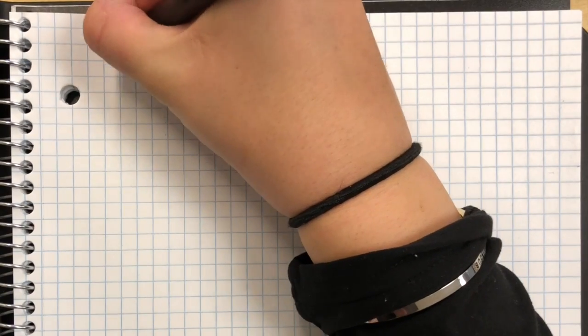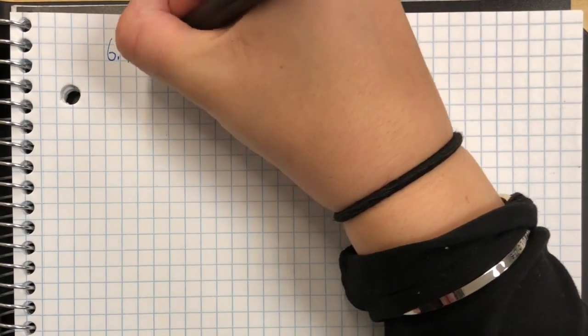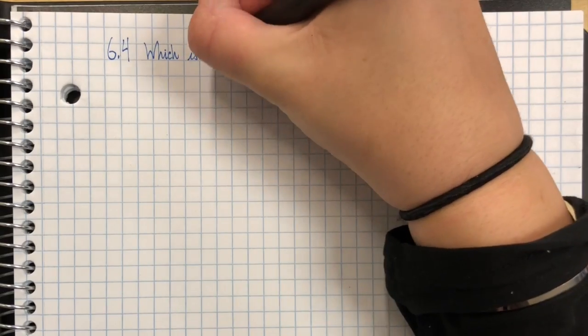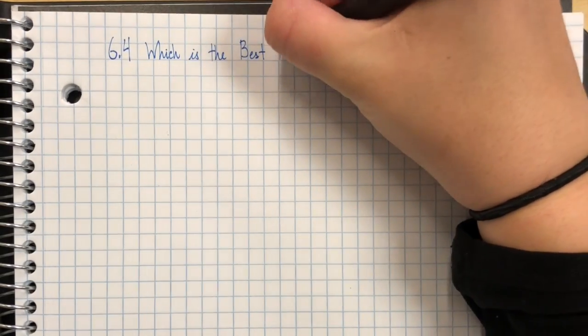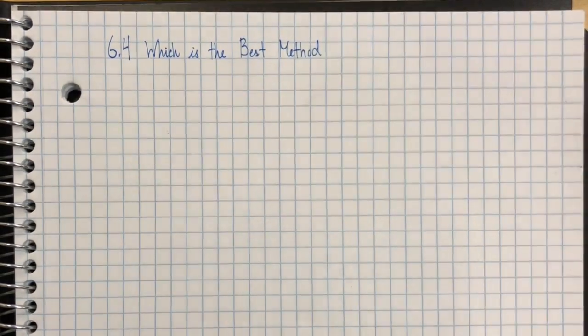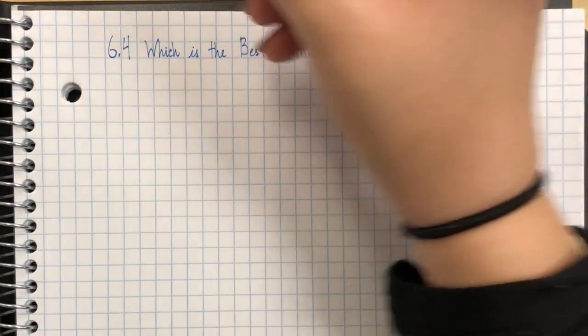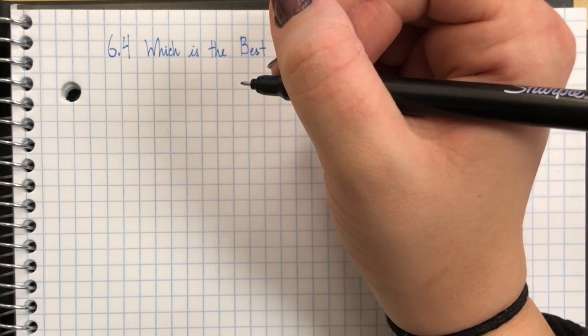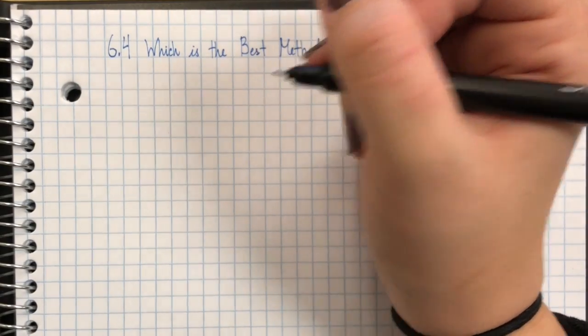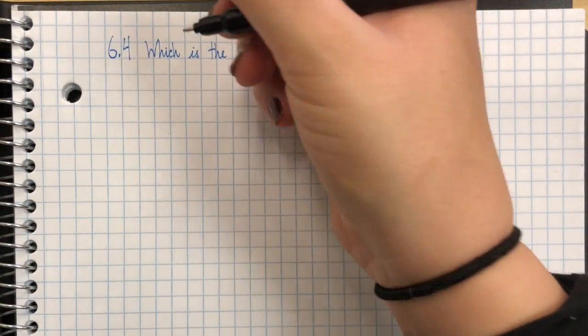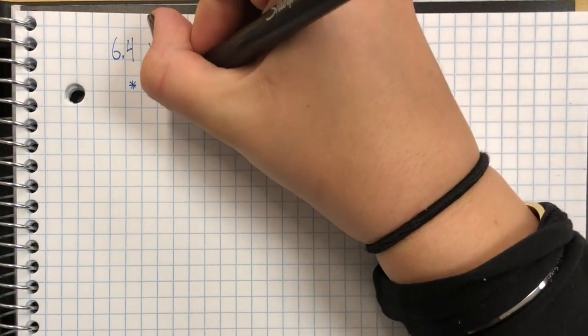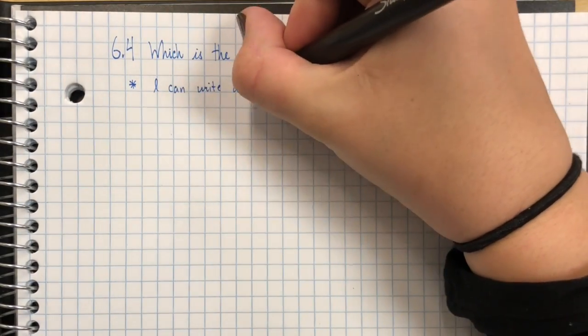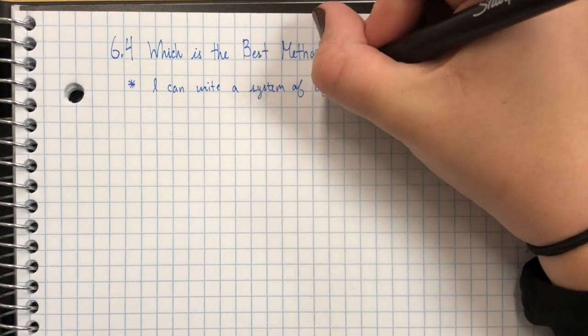Hey everyone, so today we're talking about lesson 6.4, and our topic is which is the best method. Now, when we talk about solving systems of equations, there are three methods. We've discussed two of them in class, which is the linear combinations and the graphing method. But there's a third method called substitution, and it's exactly what it sounds like. You're going to solve for one of your variables and substitute that solution into your equation so that you're dealing with one variable as opposed to two.